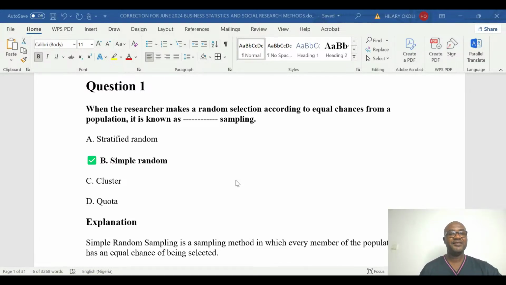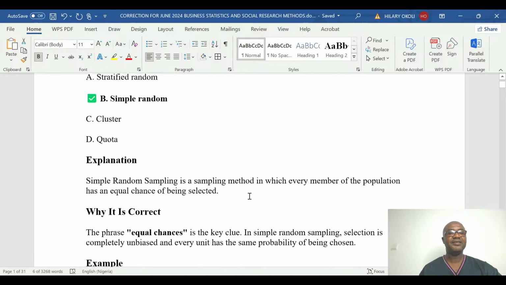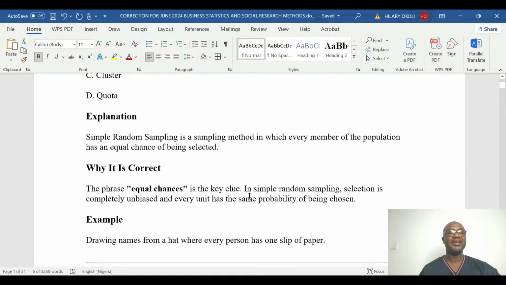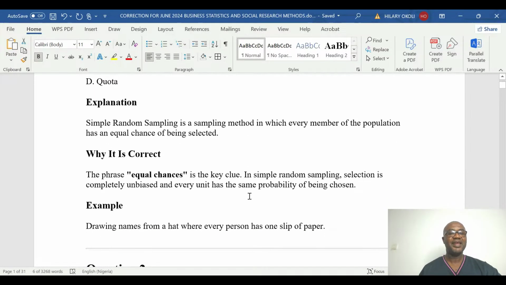So the answer is B. Simple random sampling is the answer, because recall that we did mention that simple random sampling is a sampling method in which every member of the population has an equal chance of being selected. And why is it correct? The phrase "equal chance" is the likely cue.